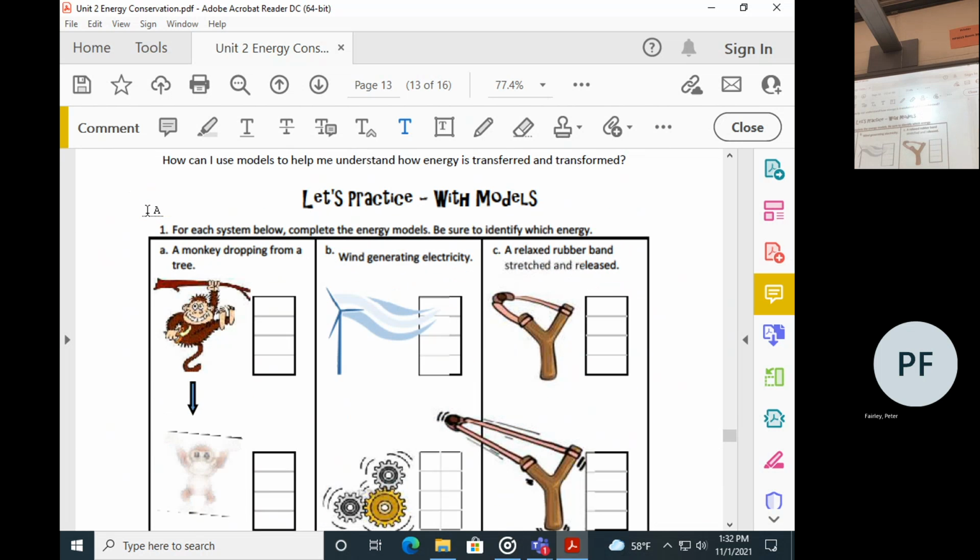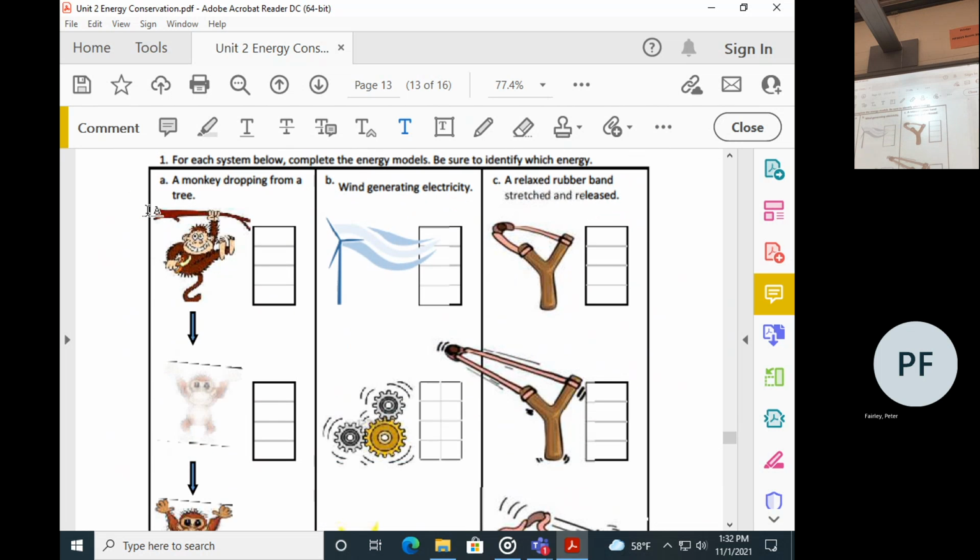Okay. And that takes us back to this page. And we just did the monkey together, huh? The monkey should have just looked exactly like any falling ball that we've studied. Starts out all potential, then it's 50-50. It ends up all kinetic, huh? But this is not the only kind of energy conversion. When something's falling to the ground, it's not the only energy conversion we want to look at. So we're going to look at two other ones that don't involve something falling. Starting with generating electricity using wind power.